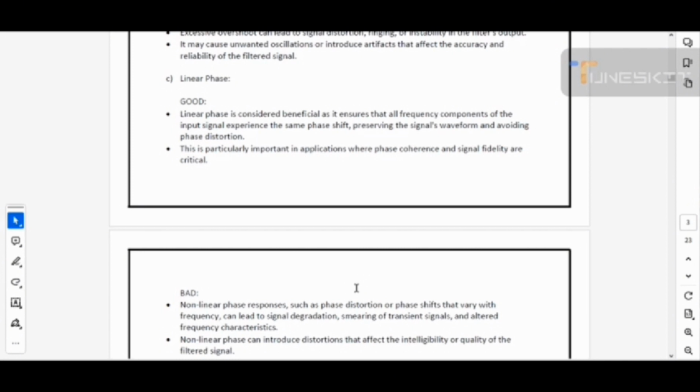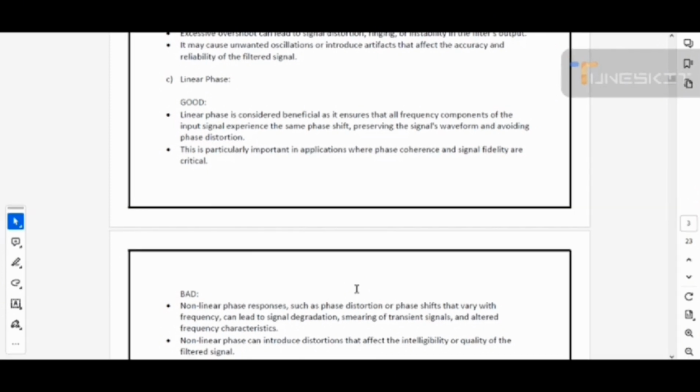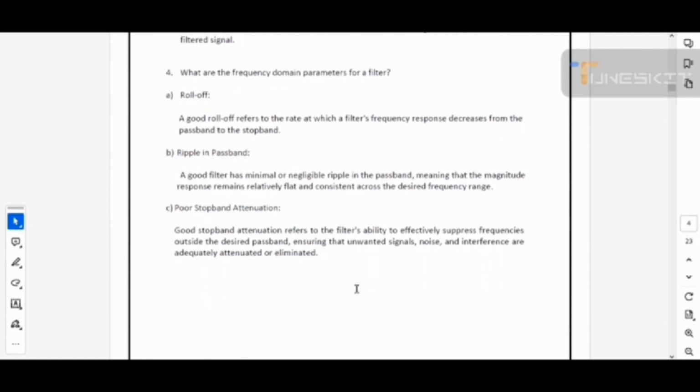Now the next is non-linear phase response, such as phase distortion or phase shifts that vary with the frequency, which can lead to signal degradation and smearing of the transient signal and all that. And the non-linear phase can introduce distortion that affects the intelligibility and the quality of the signal.